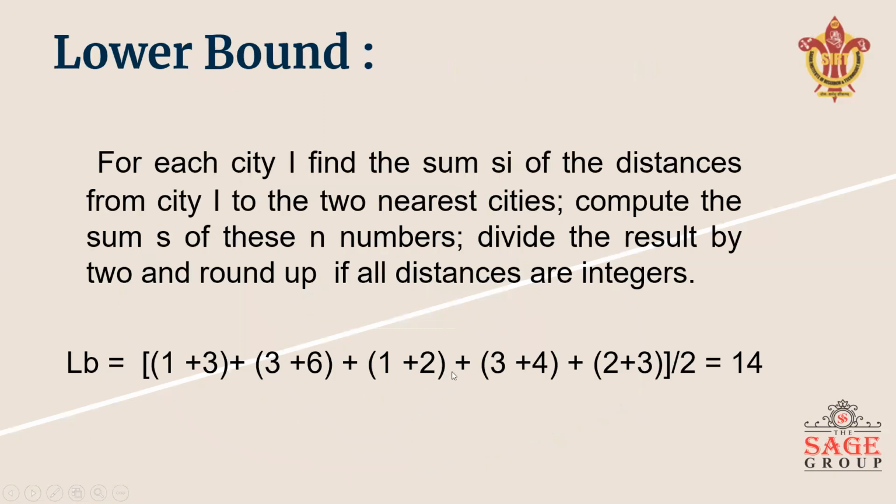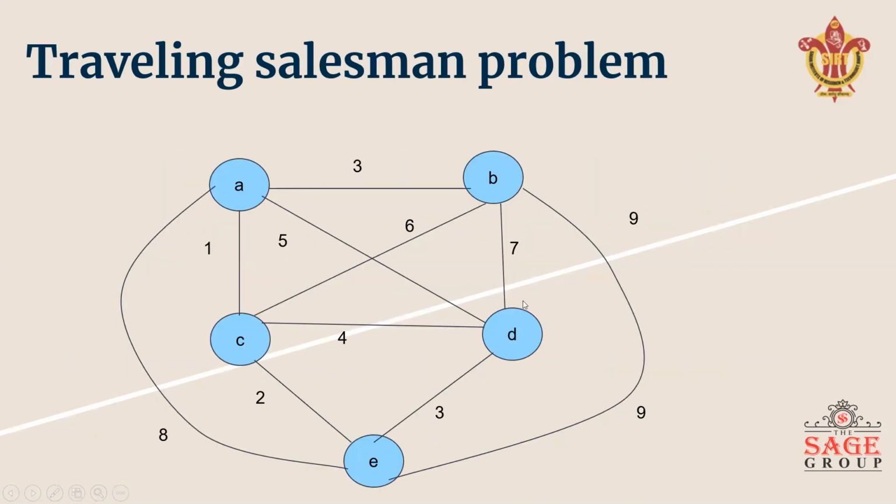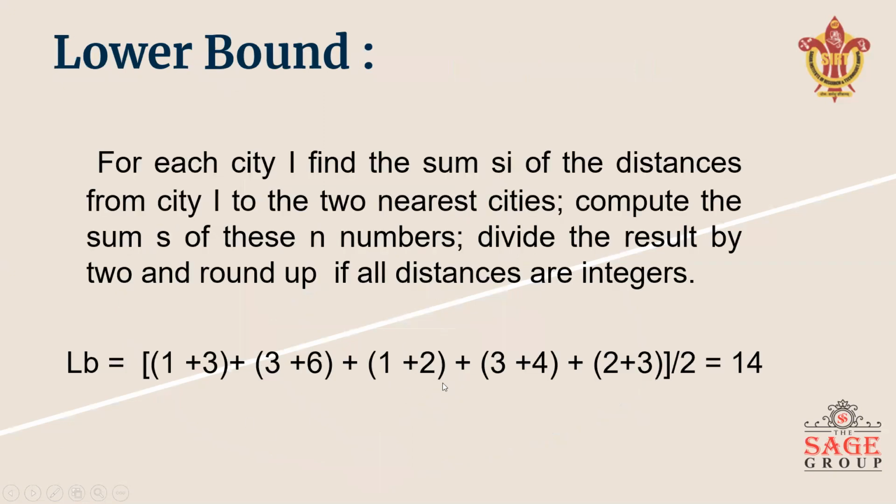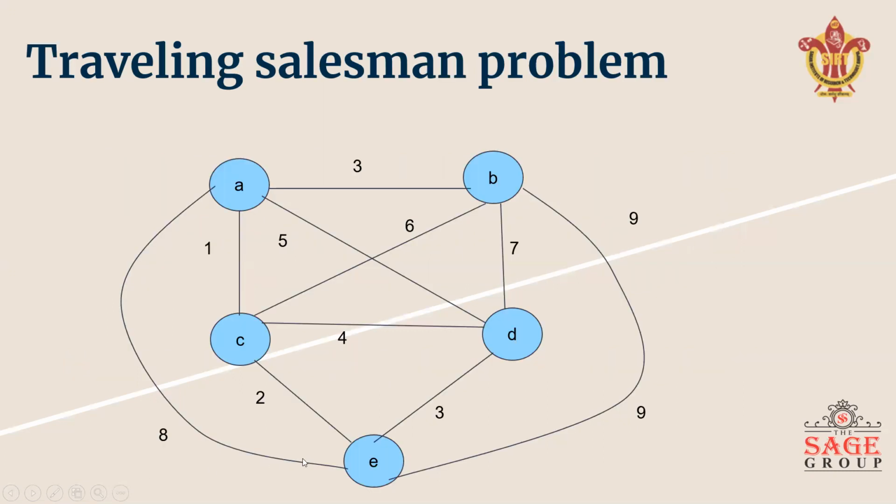1 plus 2 for C node. Next for D node, the shortest two paths are 3 and 4. Here you can see, so we will add up these two, 3 and 4. And last one, E node.